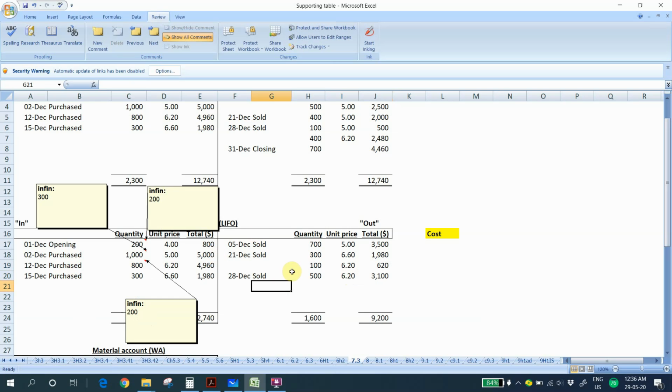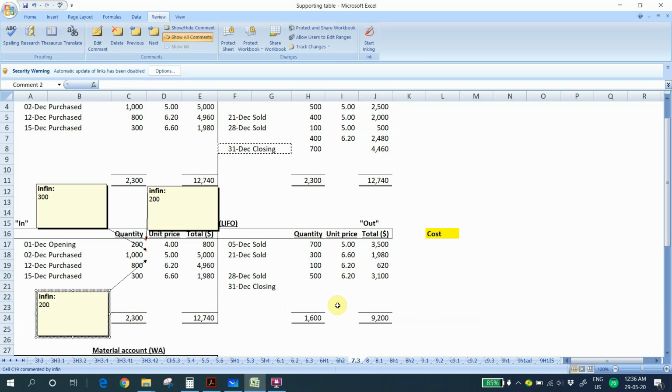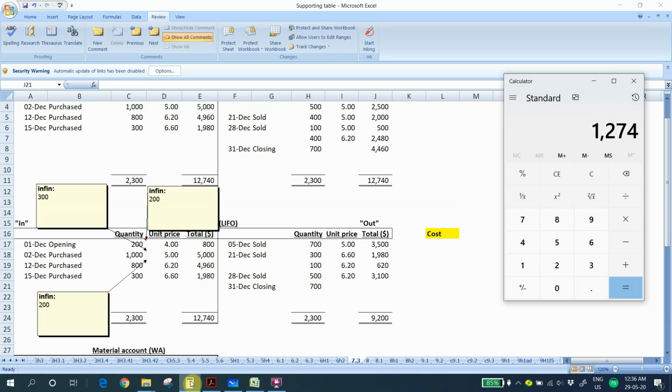So after that, we can do the closing. The closing will be at the end of the month or end of the year, and 2003 minus 1006, we get 700. And what is the value? We use 12740 minus 9200. The answer is 3540.